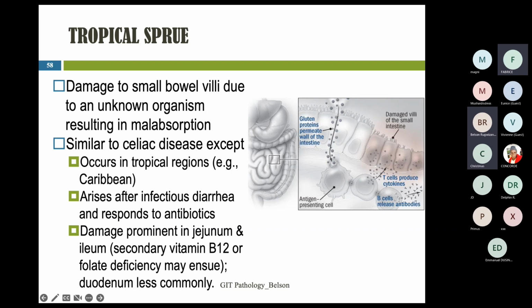So here there are explanations. So the damage is more seen in the jejunum and the ileum, and secondary vitamin B12 or folate deficiency may ensue kubera ko hano habera absorption ya folate na vitamin B12, zikavanwa mu byo umuntu yariye zikinjira mu maraso. So umuntu azaba arya ariko bye kugaragara mu maraso.